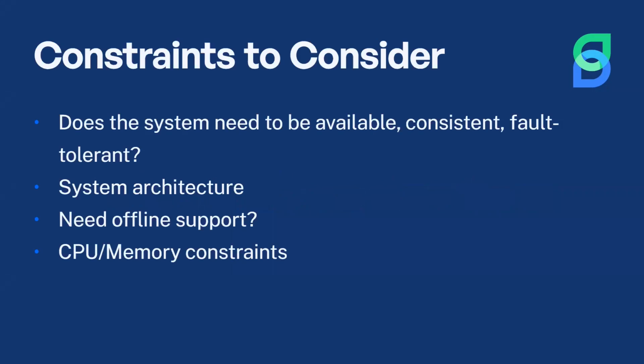And so some of the questions that we may want to consider might be: what are the CAP properties, so the consistency, availability, and partition tolerance properties of the system? What's our system architecture? Is it client-server, peer-to-peer? Do we need to support offline capabilities? Do we have any CPU or memory constraints?